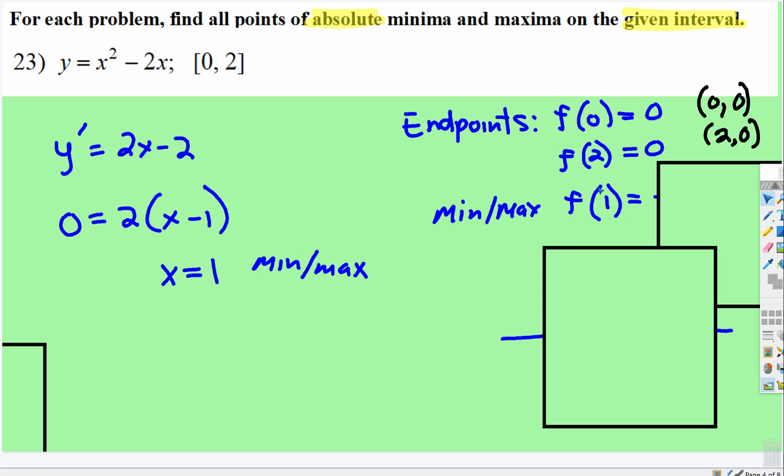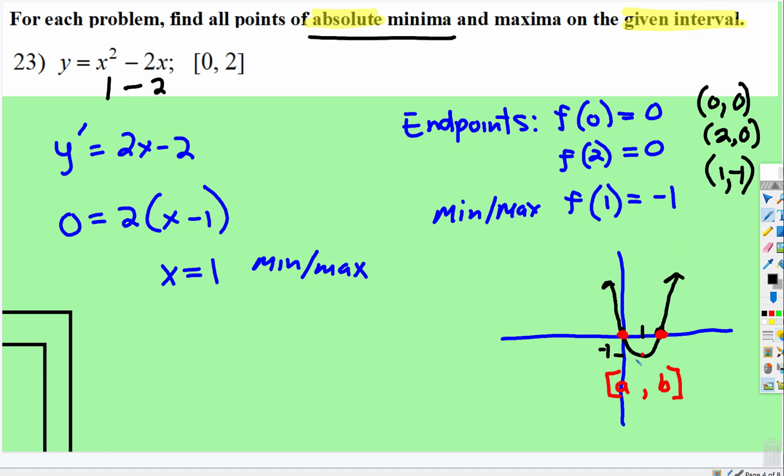So when I plug 1 into this function right here, 1 squared is 1, subtract 2 times 1 is 2, well, that equals -1. So now we have 1, -1. Well, -1 is our lowest point, so that's got to be the absolute min. And 0, those two agree, they're both the highest point, so those must be the absolute max.